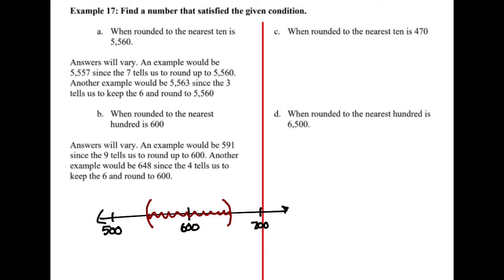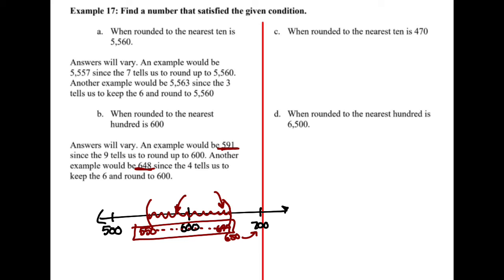So you could do 550 all the way up to 649, because 650 would round up to 700. So just be sure you choose a number in between those extremes, the high and the low, and it'll work. Okay, so they've chosen 591, which would be somewhere up here, and they've chosen 648, which is up here, and they both are in that section, which round to 600.